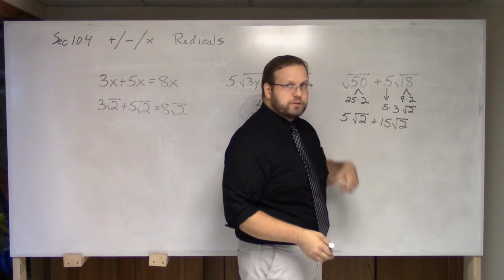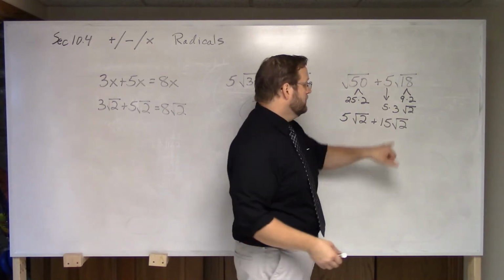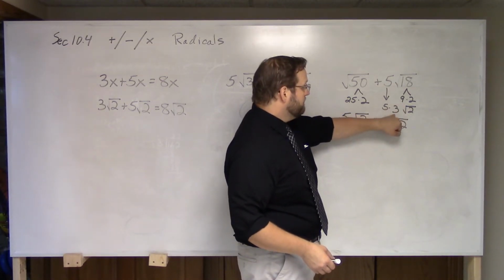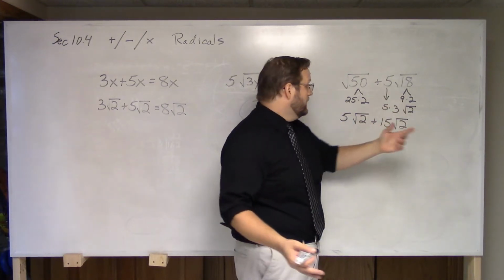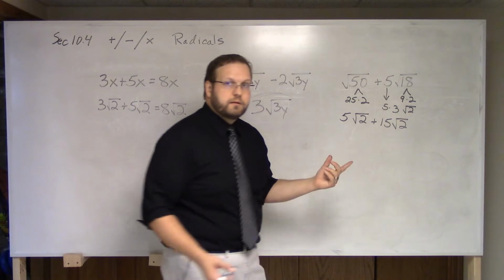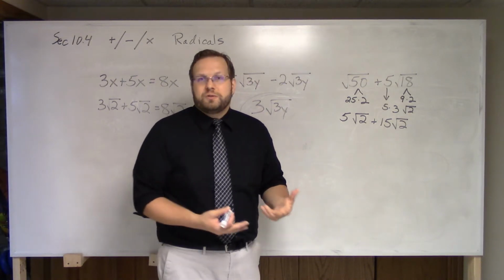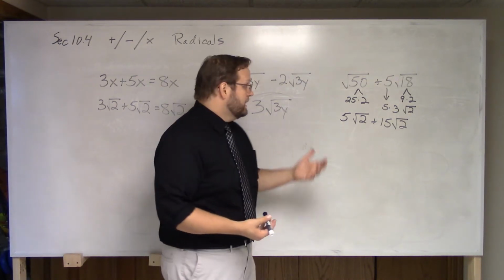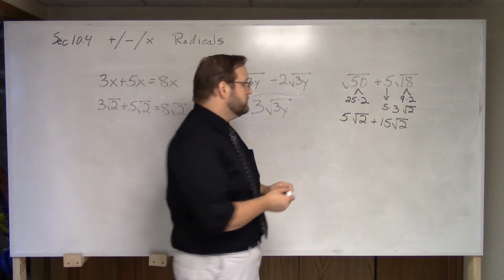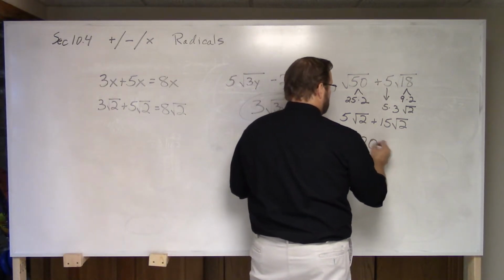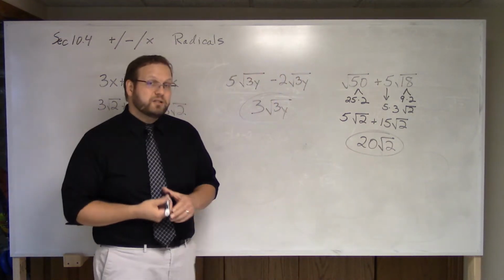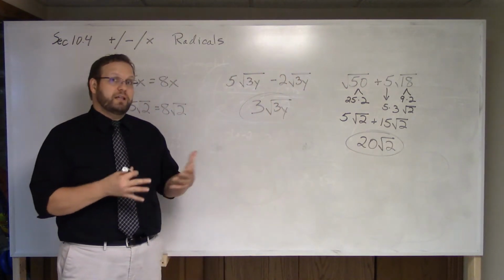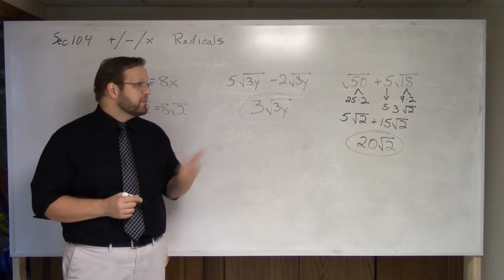Okay, one more time. 18 is 9 times 2. We picked 9 because it's a perfect square. Square root of 9 is 3. This 5 came down, and square root of 2 is still just square root of 2. And now, looking at this, they match. We couldn't do that with variables. Here we can. Now, what's 5 root 2 plus 15 root 2? 20 root 2. Notice I didn't touch that square root of 2. I just carried it along like a label. Okay? Let's look at a few more of these.